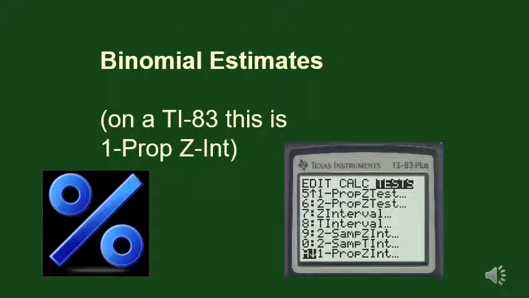So again, Z is for big samples, T is for small samples. Sometimes people remember that by remembering T stands for tiny. The other thing you can do with interval estimates is what we did with the election video. It's finding binomial estimates, which means estimating percents.